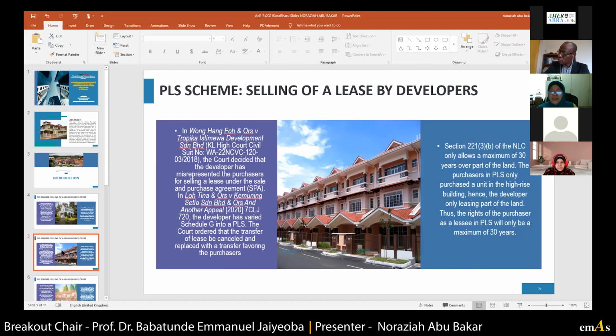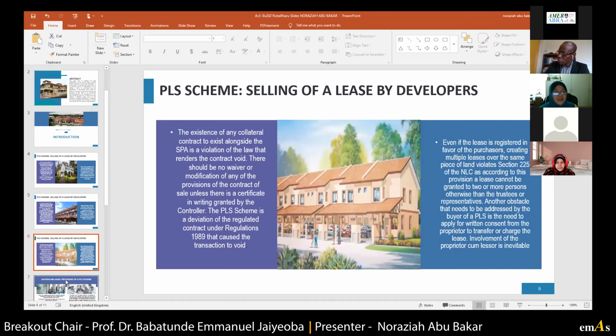Furthermore, Section 221, subsection 3 of the National Land Code, that is the primary law for land law in Malaysia, provides that the maximum time allowed is only 30 years, not 90 years. There are a lot of legal hurdles that the developer has to overcome. The existence of any collateral contract alongside the SPA is a violation of the law that renders the contract void. There should be no waiver or modification, because the Housing Development Control and Licensing Act 1966 purposely says that the seller, that is the developer, has to sell the unit and has to transfer the ownership of the unit or the land to the purchasers, not sell any other scheme.